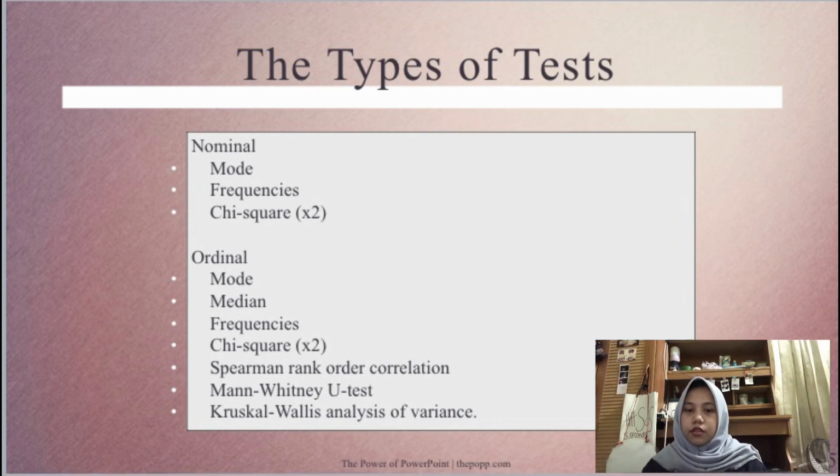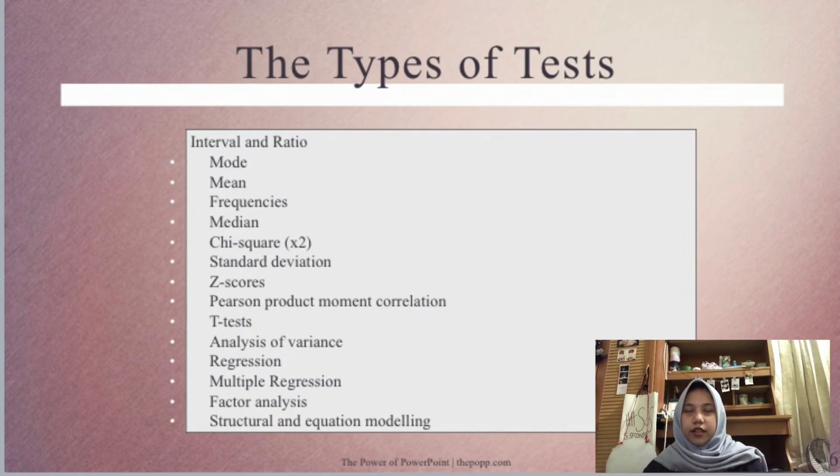And then Kruskal-Wallis analysis of variance is a statistic to measure any significant differences between three or more independent samples. Next is interval and ratio. They are mode, mean, frequencies, median, chi-square, and standard deviation, which is a measure of the dispersal of scores, and then z-score, which we can call a standardized score. It is a statistic to convert scores from different scales. And then Pearson product moment correlation.